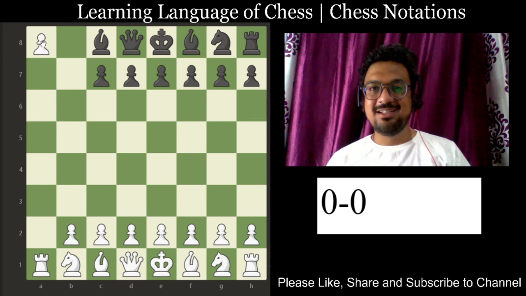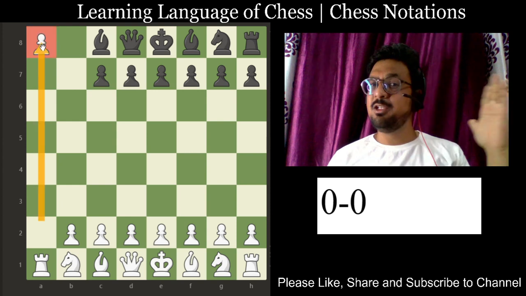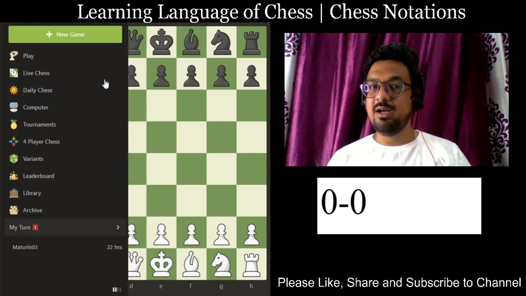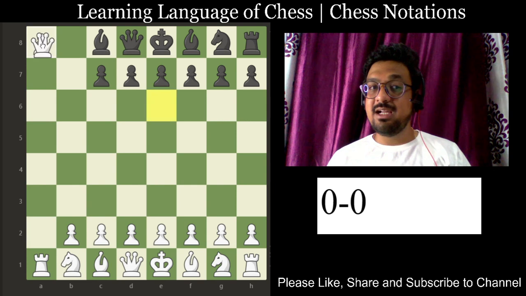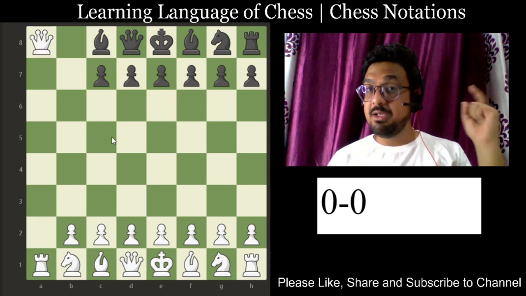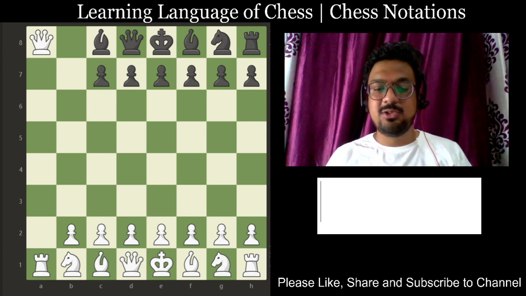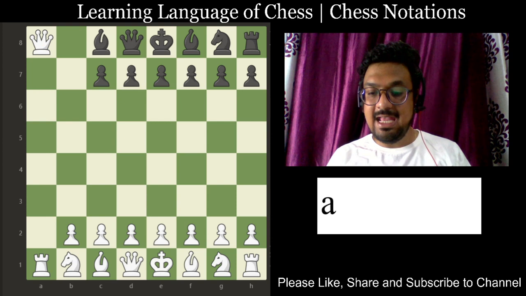a8. And you want to convert this pawn which has reached here. You can convert it into whatever you want except the king. Suppose I convert it into a queen. So the pawn has got converted into a queen when it went to a8. So how to write this in chess? You have to write it as a8.